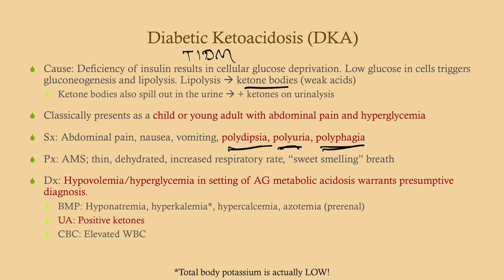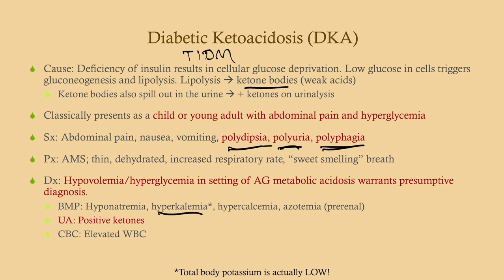Okay, so on labs, you may see a hyperkalemia. Why? Because insulin pulls potassium into the cells. If you don't have a lot of insulin circulating around, the potassium is going to stick around in the bloodstream and cause a hyperkalemia. Now, this can be severe enough to cause EKG manifestations and cardiac arrhythmias.